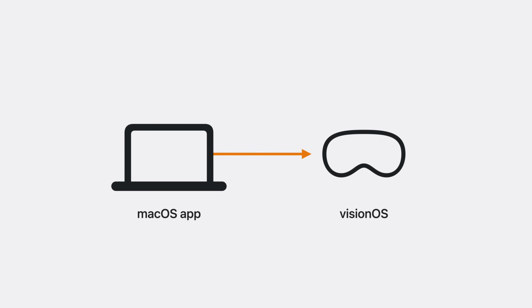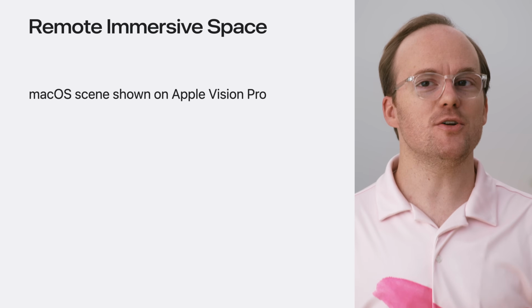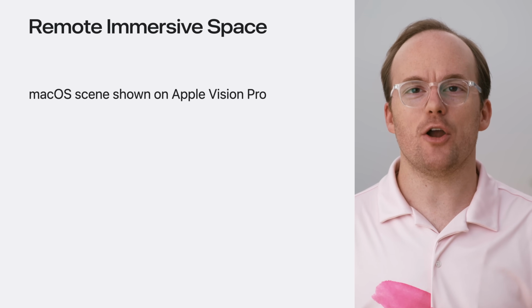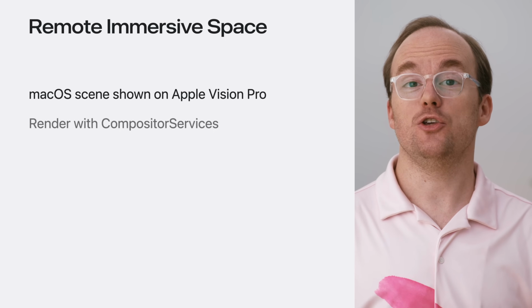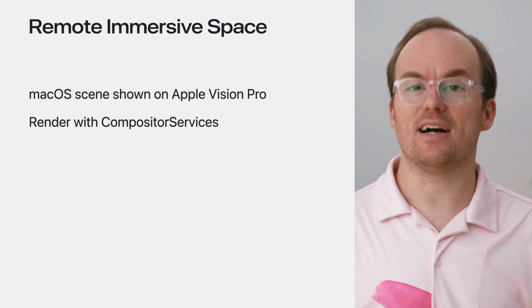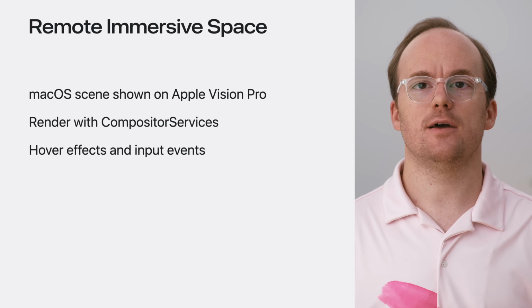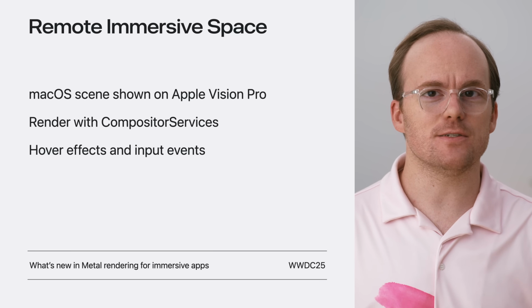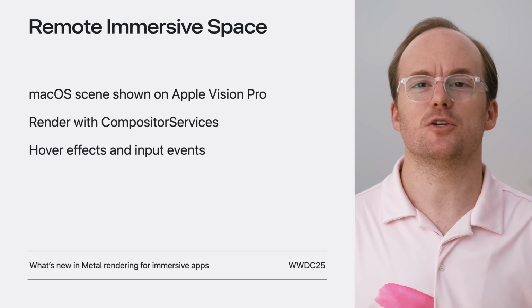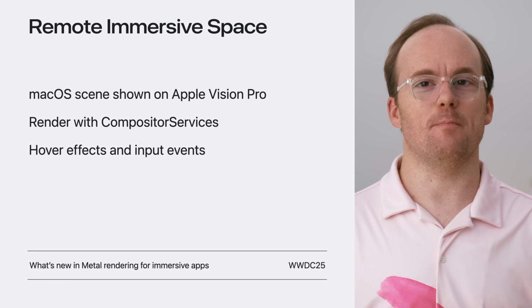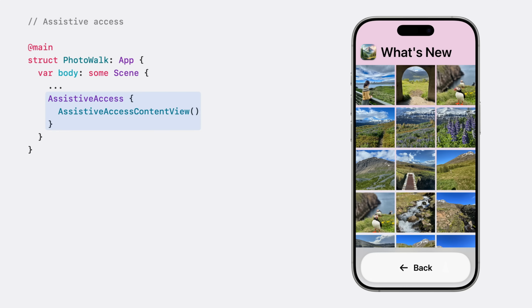In macOS Tahoe and visionOS 26, your Mac app can render stereo content on Apple Vision Pro using a new scene. Remote Immersive Space is a macOS scene to render stereo content on Apple Vision Pro. You render in a remote immersive space with compositor services. Your Mac app can use hover effects and input events. To learn more about compositor services, Metal, and using them with remote immersive space, check out What's New in Metal Rendering for Immersive Apps. And Assistive Access, which is a special mode for users with cognitive disabilities.